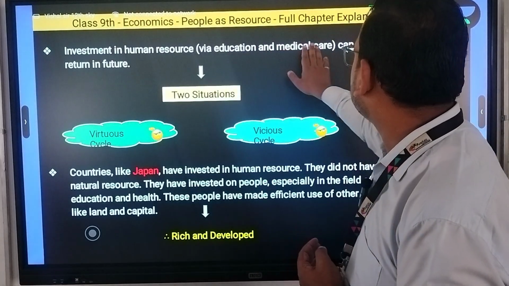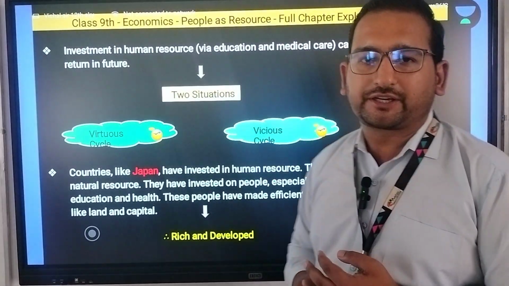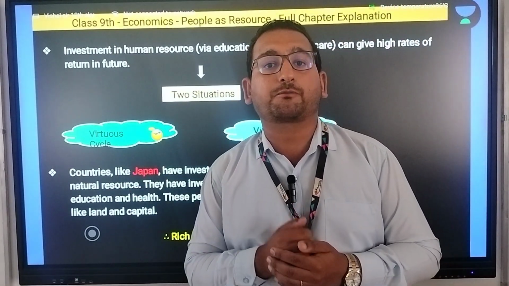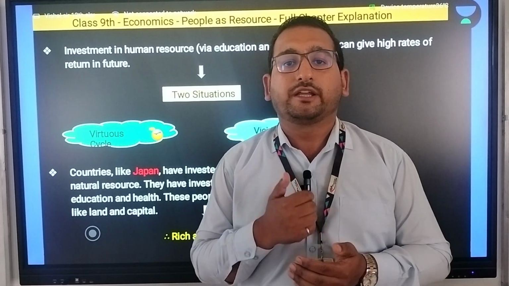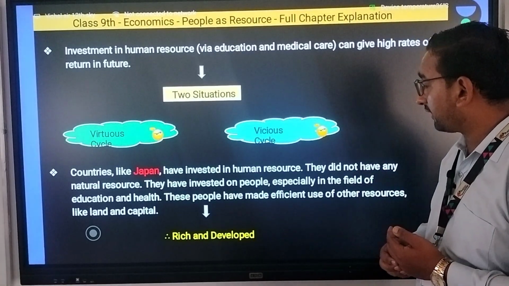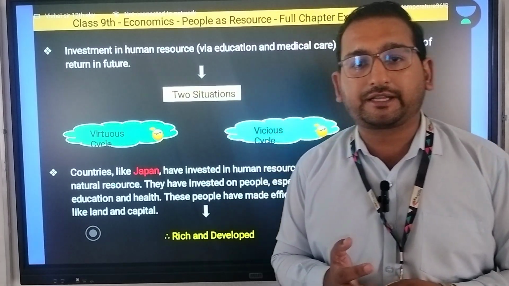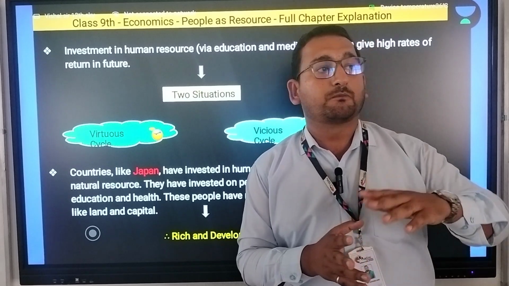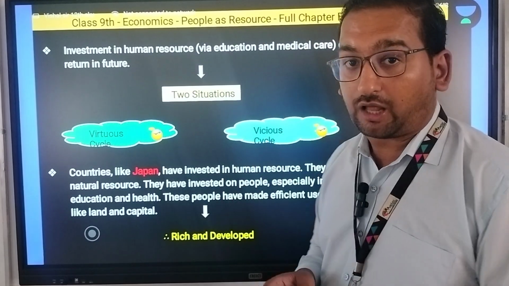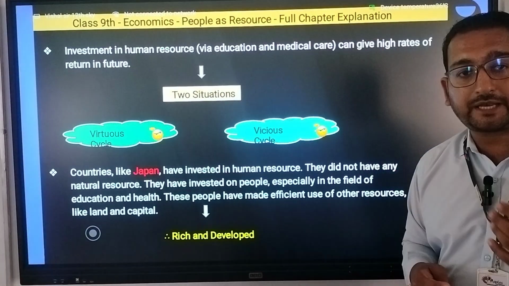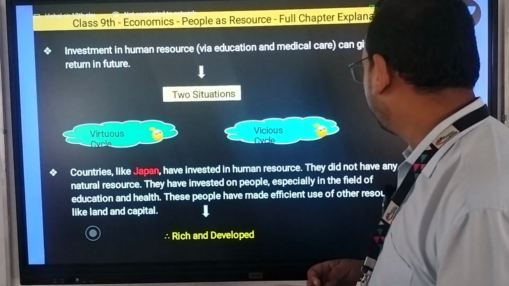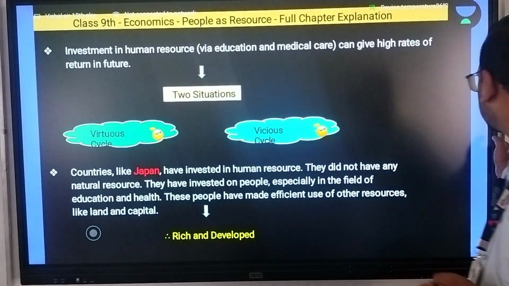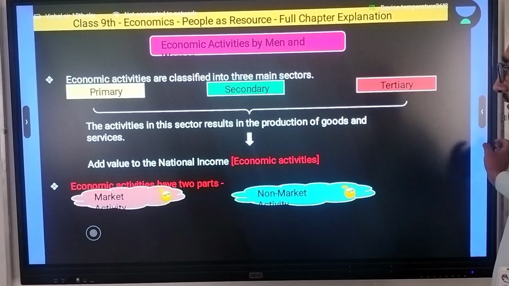Investment in human resources via education and medical care can give high rates of return in future, as we know very well. Take the example of Japan. Why is Japan more developed than India? Because they invested more in healthcare and education in comparison to India. At the time of independence of India, Japan was a poorer country than India, but now Japan is much more developed. The reason is basically the investment in human resources. Japan made huge investment in human resources.